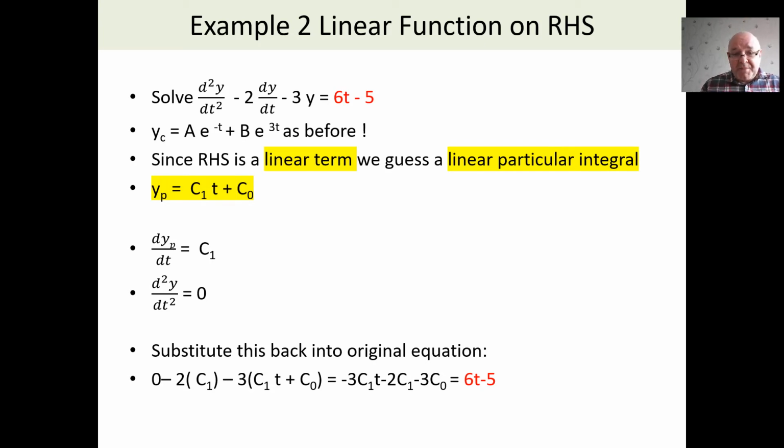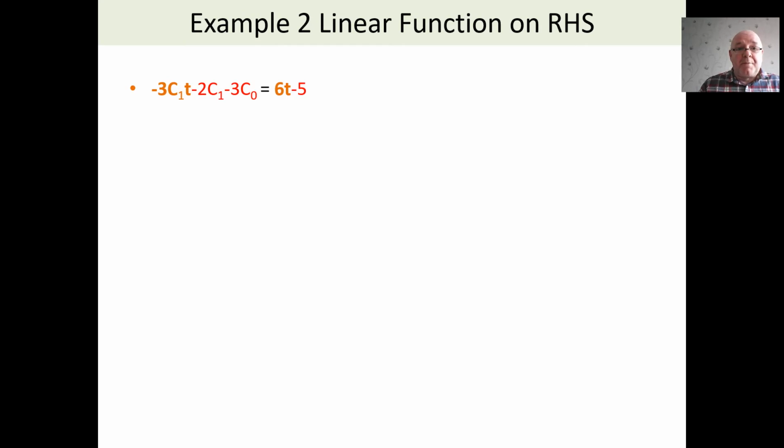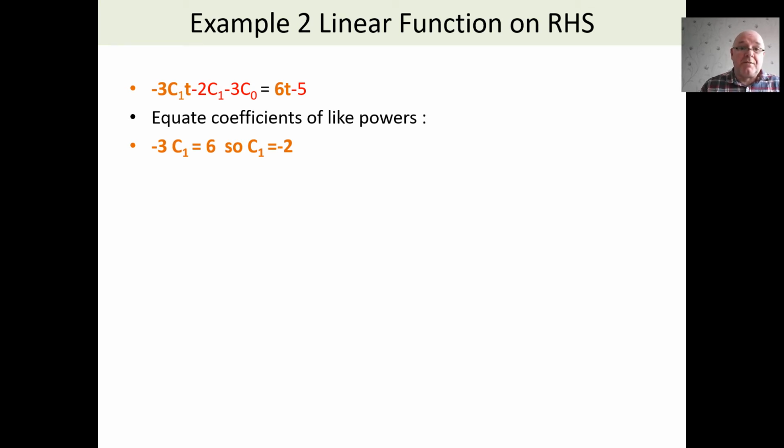I've tidied it up to get negative 3c1t minus 2c1 minus 3c0 equals 6t minus 5. So again, we're just going to equate the coefficients. The negative 3c1t has got to equate to 6t, so negative 3c1 must be 6, so c1 must be negative 2. The other bit, negative 2c1 minus 3c0, must be negative 5. If you solve it, you get c1 is negative 2 and c0 is 3. So the particular integral is negative 2t plus 3.